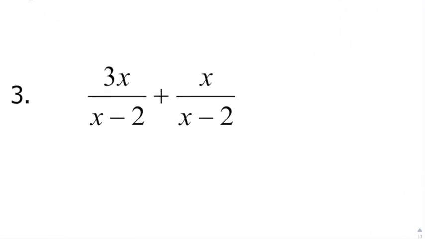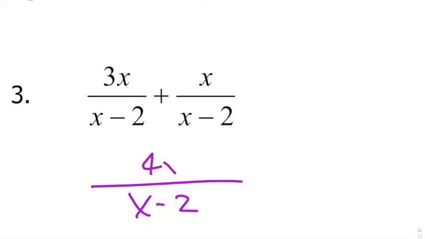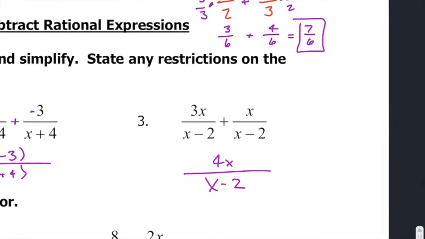Okay, next example here. Looks like these are both x minus 2 here, so that's good. So we can add these up here. 3x plus x would be 4x, and that's it right there on that one.